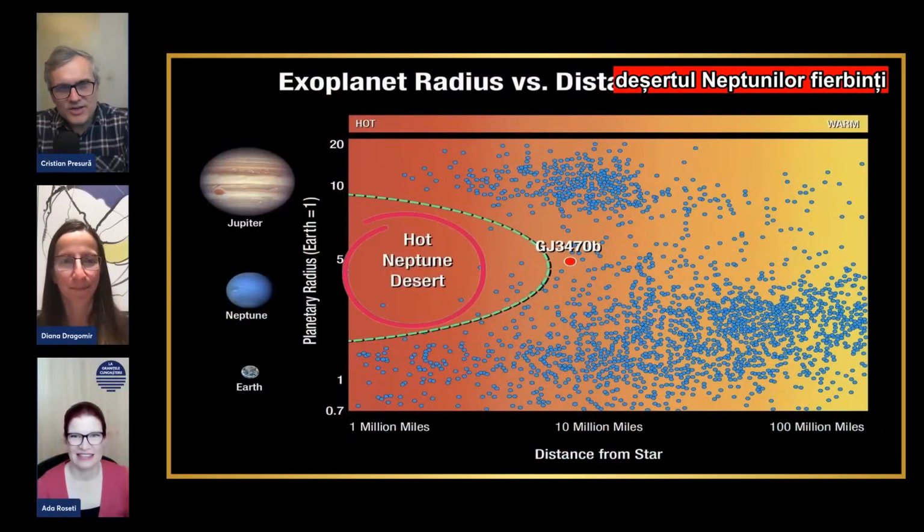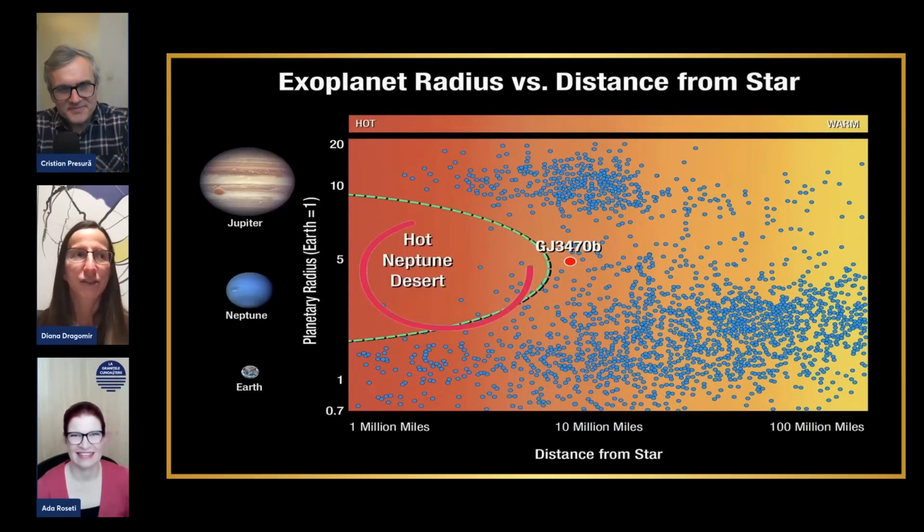In your research, you mentioned the hot Neptune desert. Can you explain what that is and why it's important? Yes, so the hot Neptune desert is not in the habitable zone. Let's start with that. It's a desert in terms of two dimensions: one dimension is the size of the planet, the other is the distance from the star. It's an area very close to the star where we don't think there should be planets of that size.